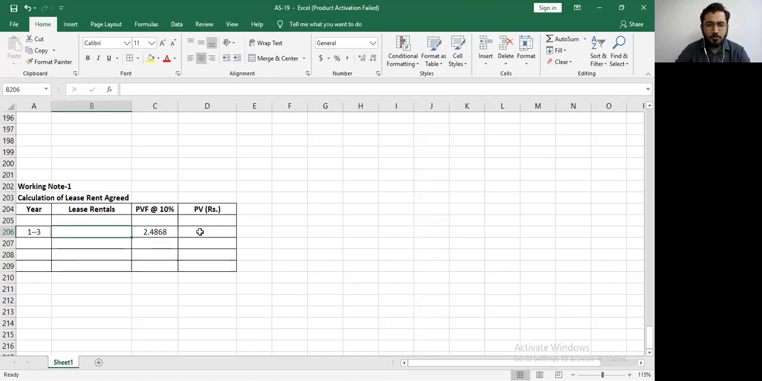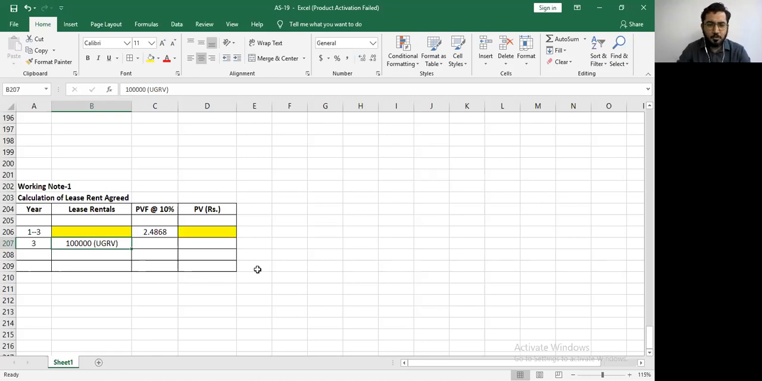Now, since you do not know the lease rentals, it is obvious you will not know the present value as well. So I'm leaving these two blank, right? These two values are blank. I have not yet inserted any values over here. Come to the last year, third year, you have unguaranteed residual value of how much? 1 lakh rupees. So I'm taking over here 1 lakh unguaranteed residual value.